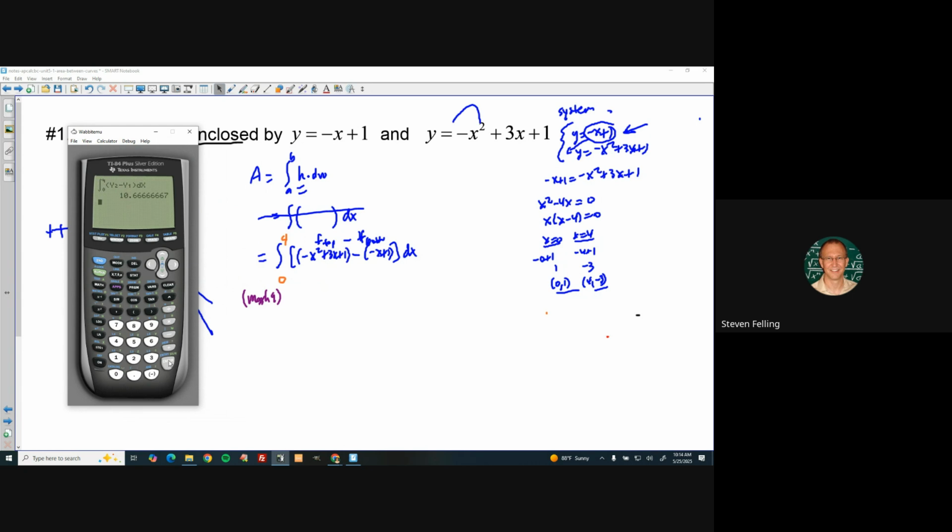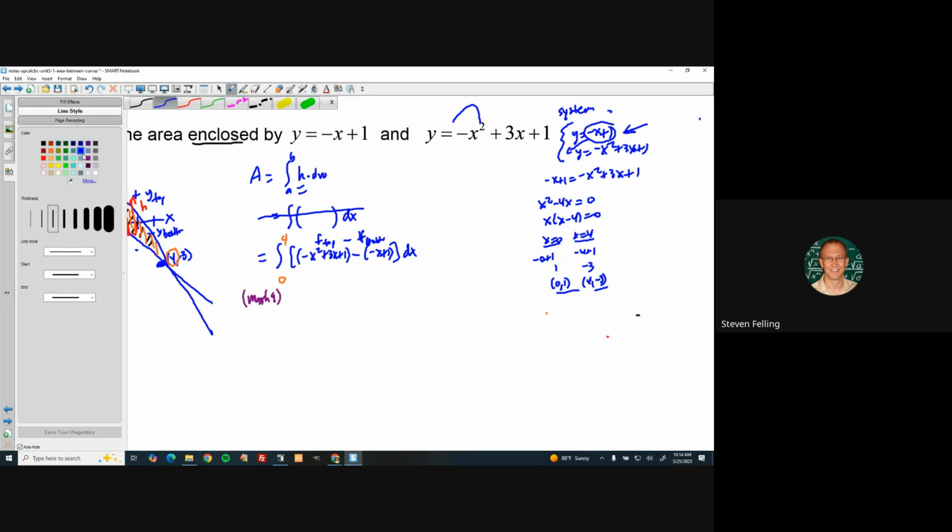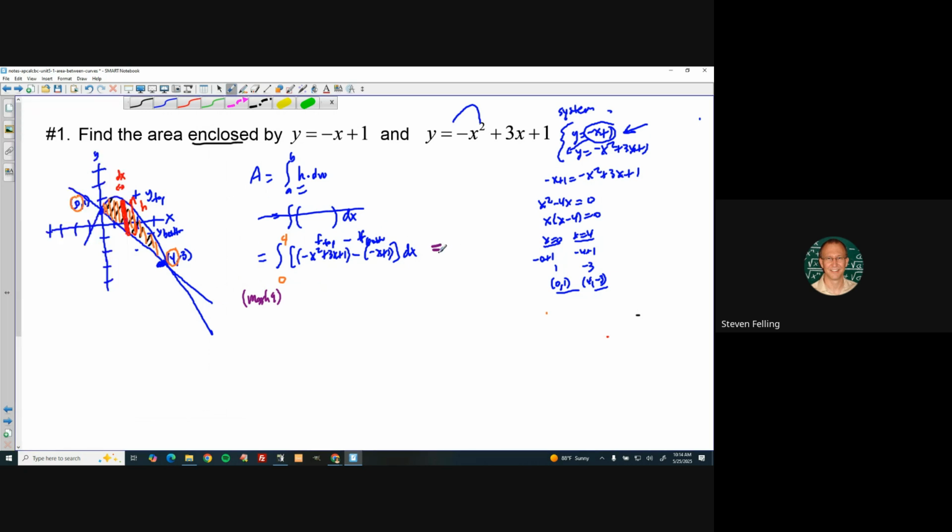Now, if you are reporting this answer in decimal, then it has to be accurate to 3 numbers after the decimal. So you don't have to say that you did math 9. Just show the integral and then say 10.667 is the answer. Okay.